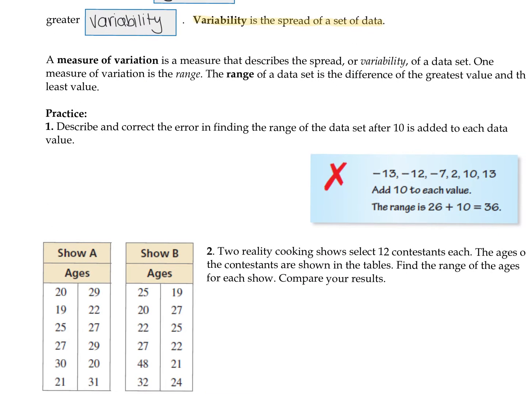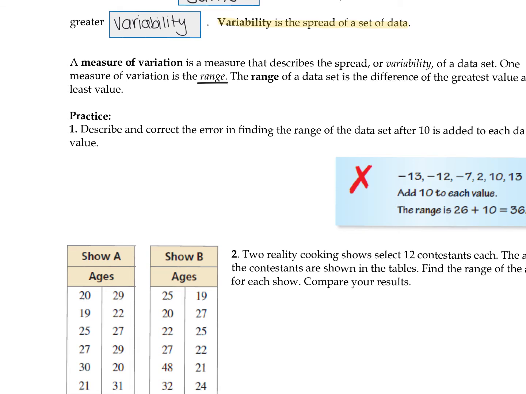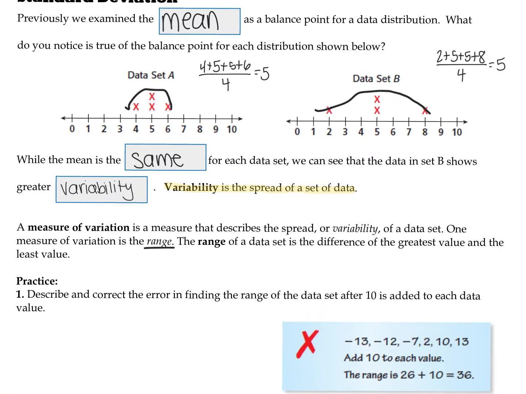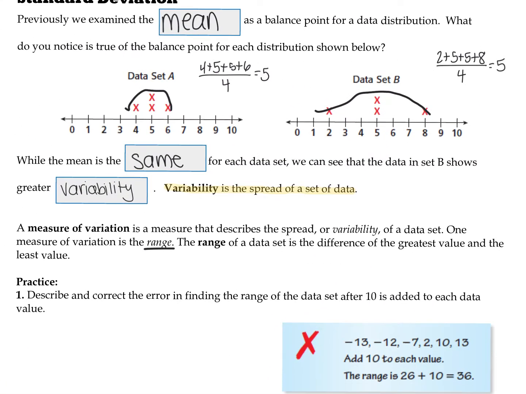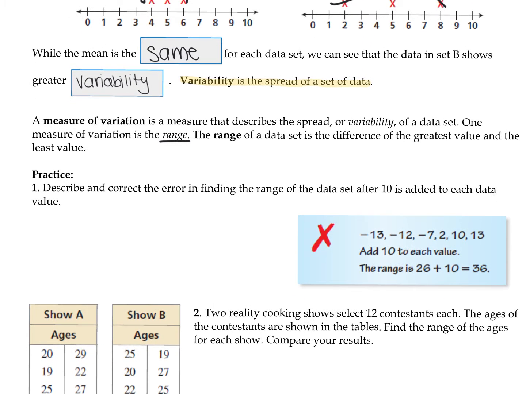So it says one measure of variation is a measure that describes the spread or variability of a data set. One measure of variation is the range, which we have talked about. We've talked about using the range to help determine which is spread out. Well, data set A only goes from 4 to 6, while data set B goes from 2 to 8. So the range is the difference between the greatest value and the least value, which when we were calculating that, we did the maximum value minus the minimum value.